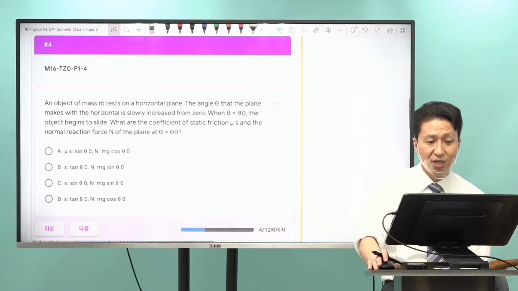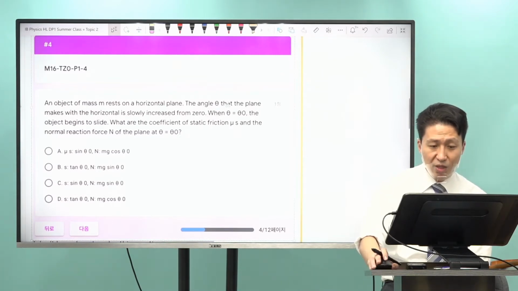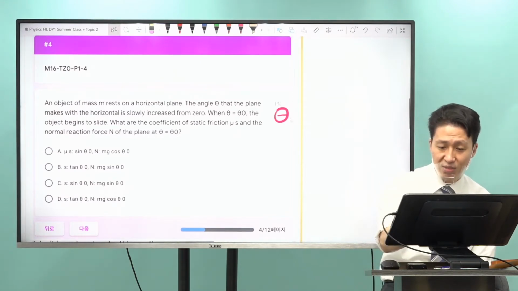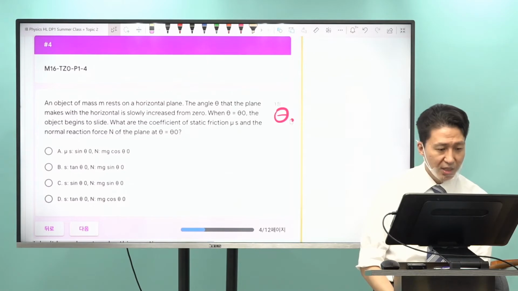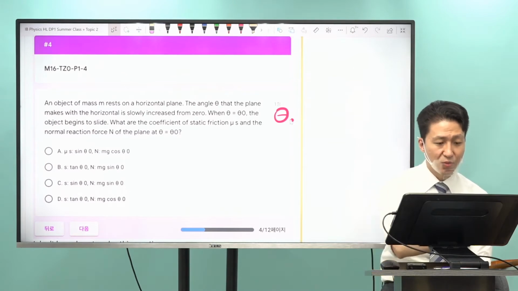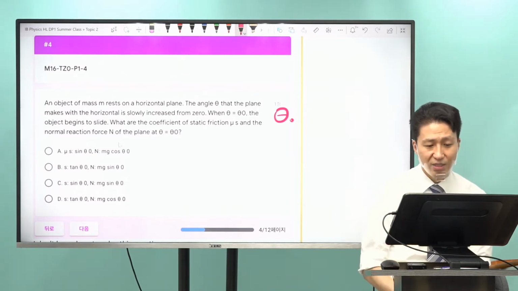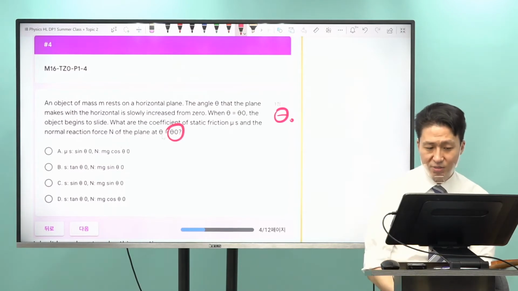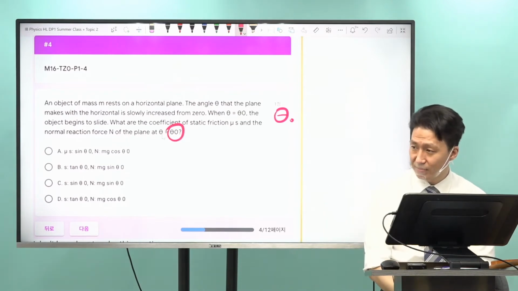An object of mass m rests in the horizontal plane. The angle theta that the plane makes with the horizontal is slowly increased from 0. When theta is equal to theta sub 0, this object needs to slide. What are the coefficient of static friction and the normal reaction force N of the plane at this angle? So when it starts to slide, right?